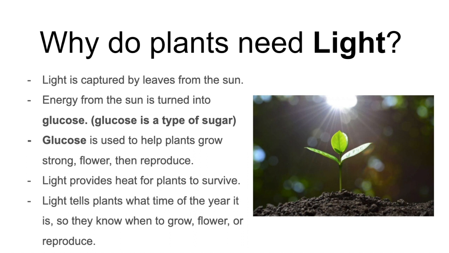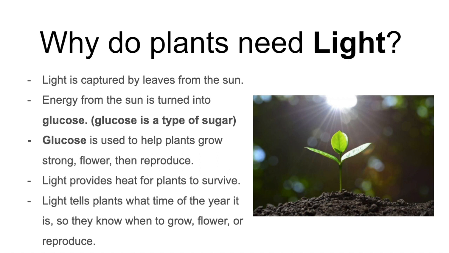So why do plants need light? So light is captured by leaves from the sun. Energy from the sun is turned into glucose. Now, that's kind of a confusing or new word, but all glucose is, is a type of sugar that plants produce. Glucose is used to help plants grow strong, flower, and then reproduce.